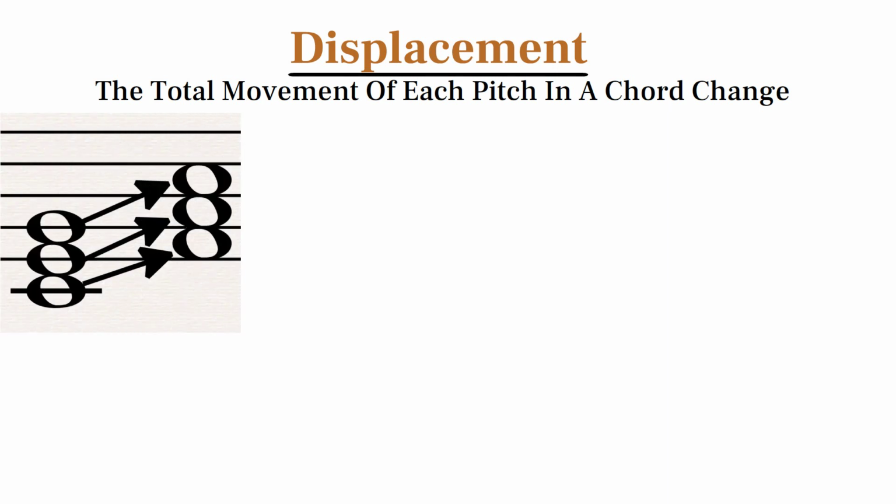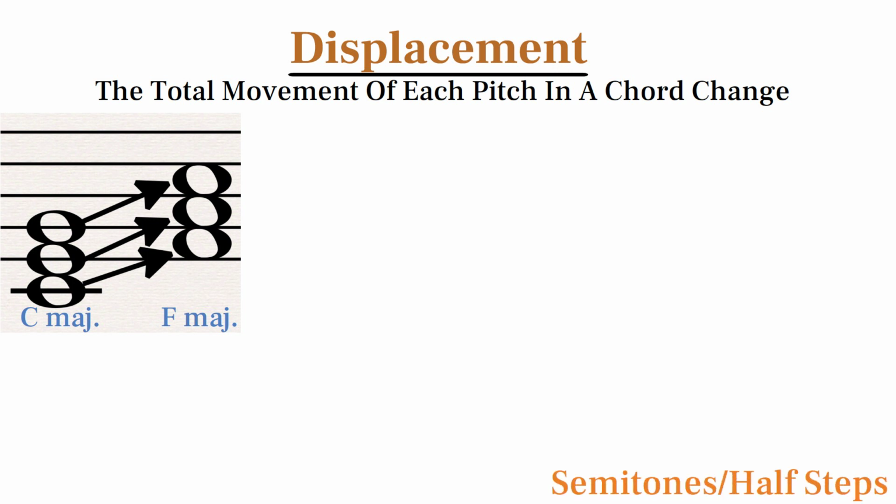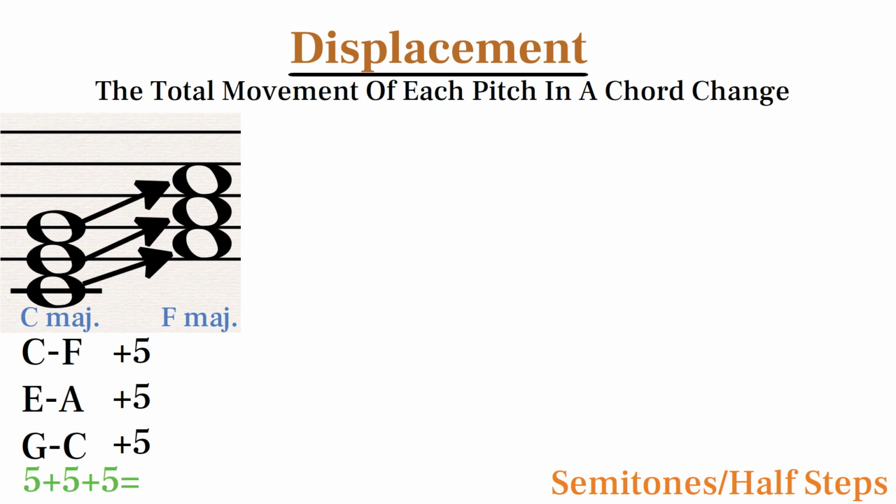For example, one way to move from a C major triad to an F major triad is to move each pitch up a fourth. We will always use semitones for this sort of analysis, which would give us 5 semitones of movement for each pitch, and when we add up the movement of all 3 pitches, it gives us a total displacement of 15 semitones.